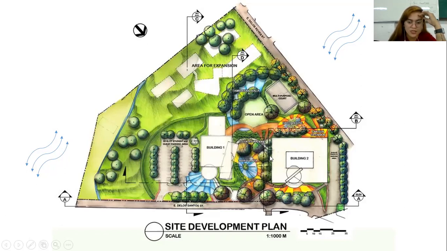So basically, this is what you show in the development plan: the areas, your vegetation. That's why I've sent you a sample of the vegetation symbols for your reference. So for the presentation, I think you have an idea.